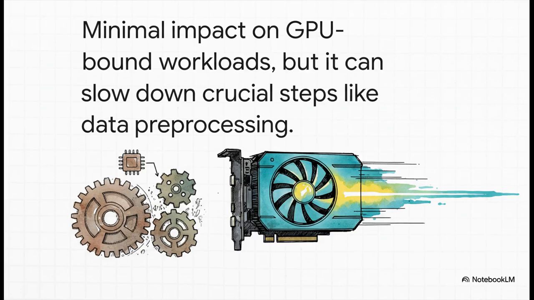First up, let's talk CPU overhead. This happens because the hypervisor has to schedule all the virtual CPUs. Now, for the main training task that's hammering the GPU, the impact here is honestly pretty minimal. But, and this is an important but, it can slow down all the crucial prep work like data preprocessing. You can't just ignore it.